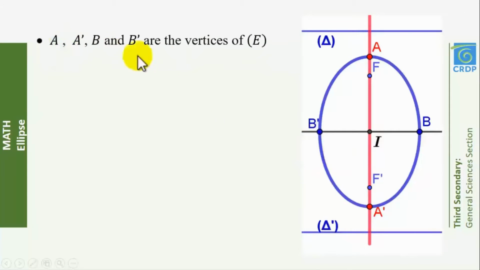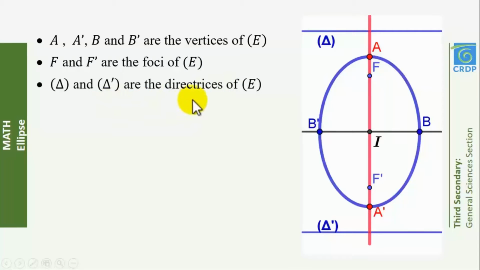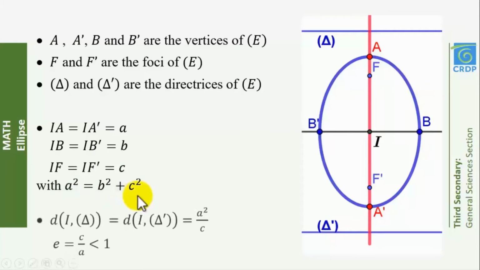A, A prime, B and B prime are the vertices of E. F and F prime are the foci of E. Delta and delta prime are the directrices of E. IA equal IA prime equal small a, and IB equal IB prime equal small b. IF equal IF prime equal small c, with a squared equal b squared plus c squared.